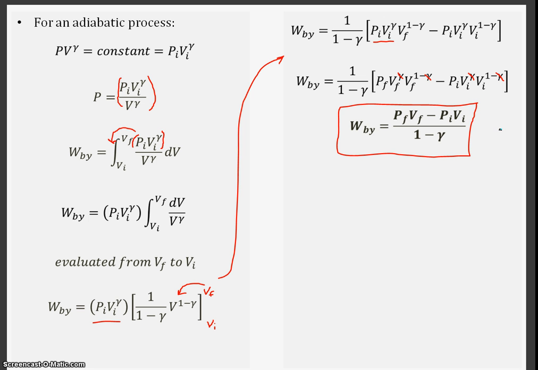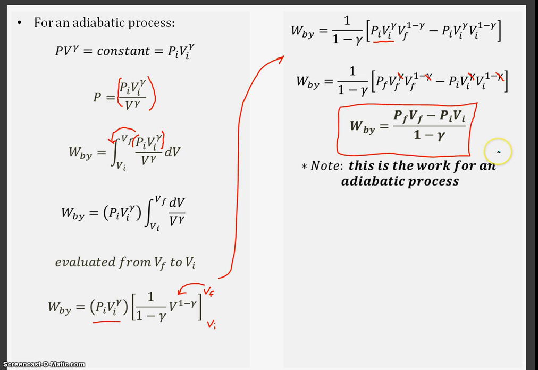On the other hand, if V final is less than V initial, then the work done on the gas would be the negative of this, because it would be negative work done on the gas. The gas is doing work, which is the opposite of work done on the gas. So this is the work done by the gas in an adiabatic process.